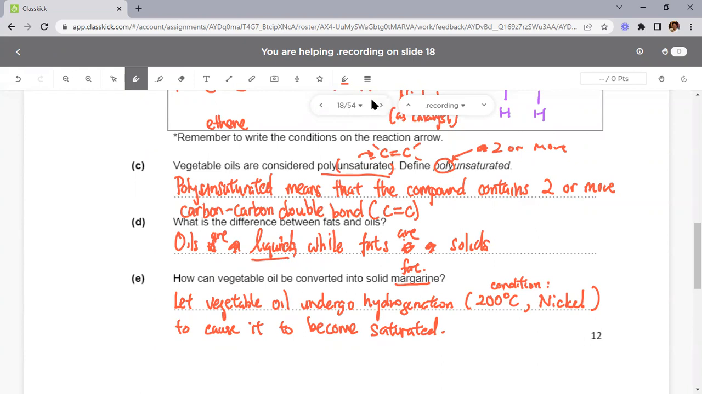Any questions so far? Adding of hydrogen? Kieran, Joris, Janine, all okay? Okay, good. Thumbs up.